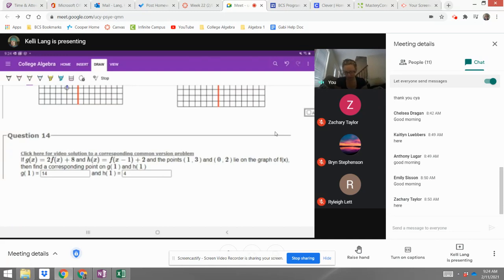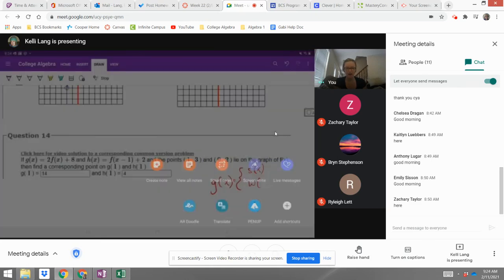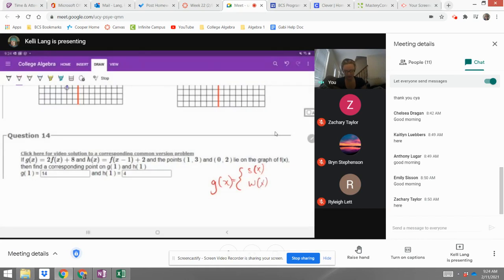But when we were talking earlier, if we had a function like this, we would call this s of x, and we would call this w of x. We're basically thinking about this problem in the same way, where this is kind of like an s of x. It's just way easier than it looks. So ignoring the first part of this really quickly, let's look at what they actually want us to find. They want us to find g of 1.